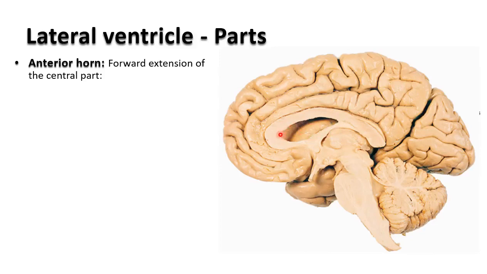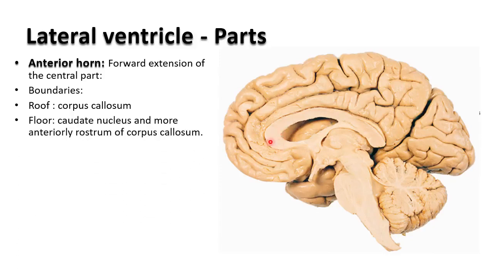So mainly what are the structures forming the boundaries for the anterior horn? Your roof is again formed by the corpus callosum, and the anterior limit of the anterior horn, the anterior most end, will be formed by the genu of the corpus callosum. The genu forms the anterior limb, and the rostrum. And again, the caudate nucleus forms the floor of the anterior horn.